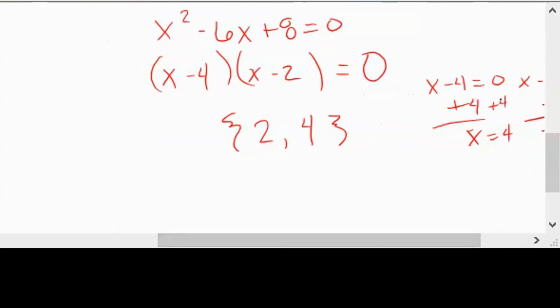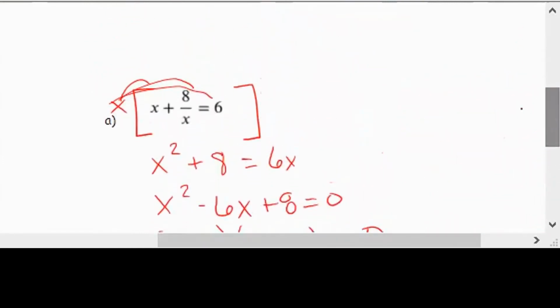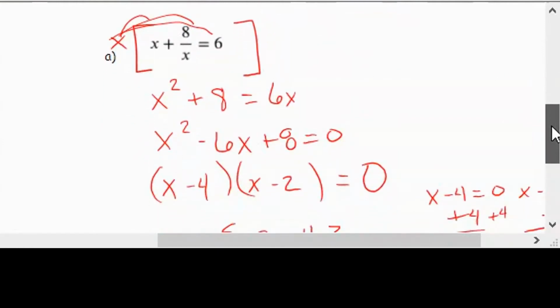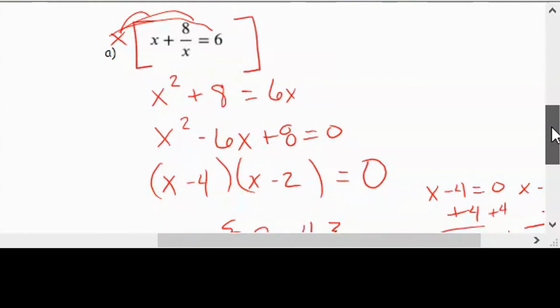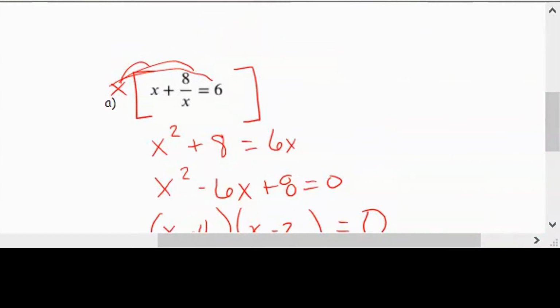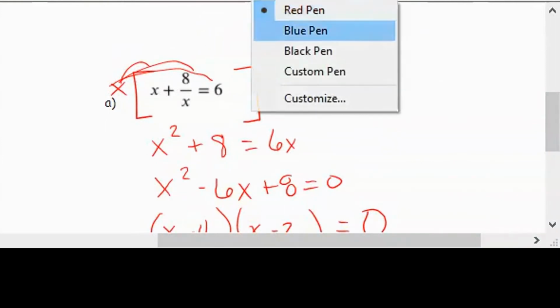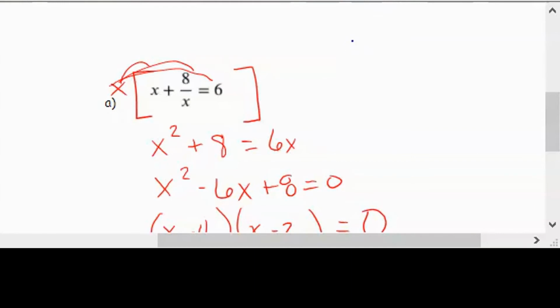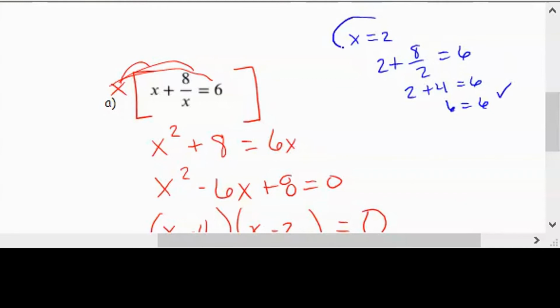Our last step says that we need to check our original equation, that the solutions that we get are not extraneous solutions. So we ended up with solutions of 2 and 4. And if I go back here to my original problem, and I'm going to change my color here, let's just plug 2 and 4 in there. So when x is equal to 2, we have 2 plus 8 divided by 2 is equal to 6. This is 4. So 6 is equal to 6. So that checks out. So this is okay.